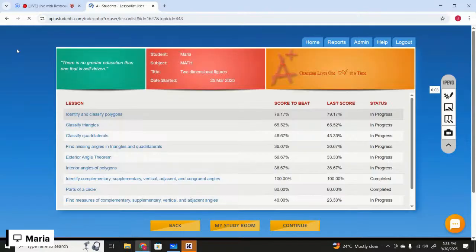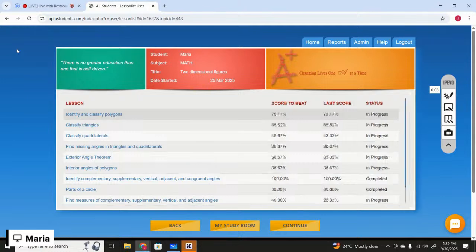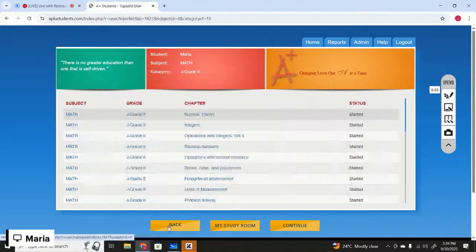So we were working on grade 8 math. The chapter we were working on is two-dimensional figures. The lessons we have covered today are exterior angle theorem, interior angles of polygons, and identify complementary, supplementary, vertical, adjacent, and congruent angles. You can complete all the practice questions for the lessons we just did. That is your homework until the next session.